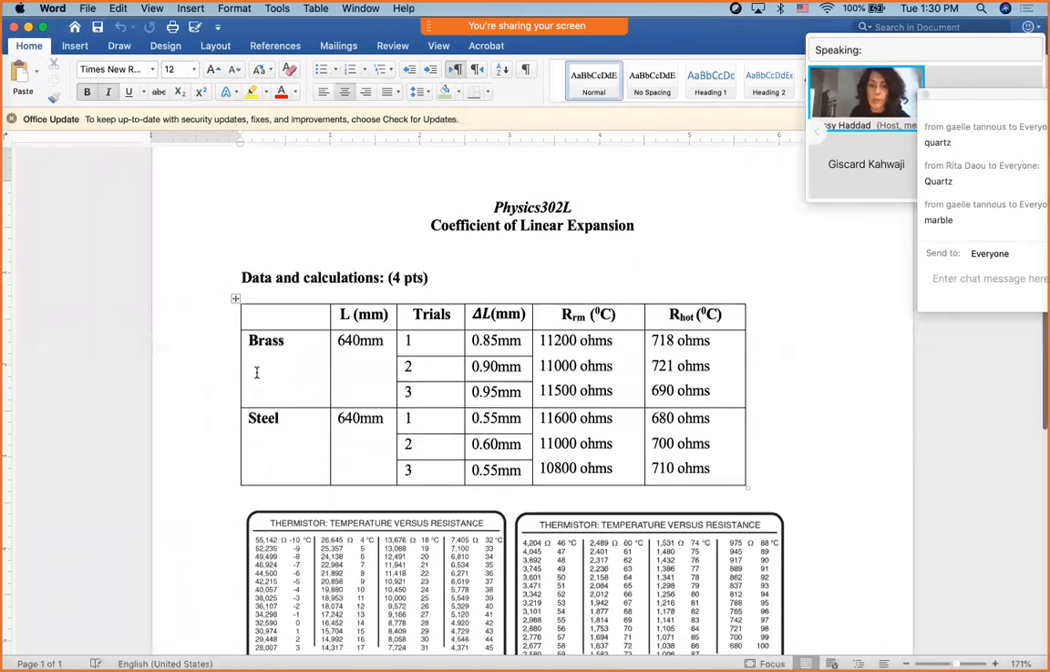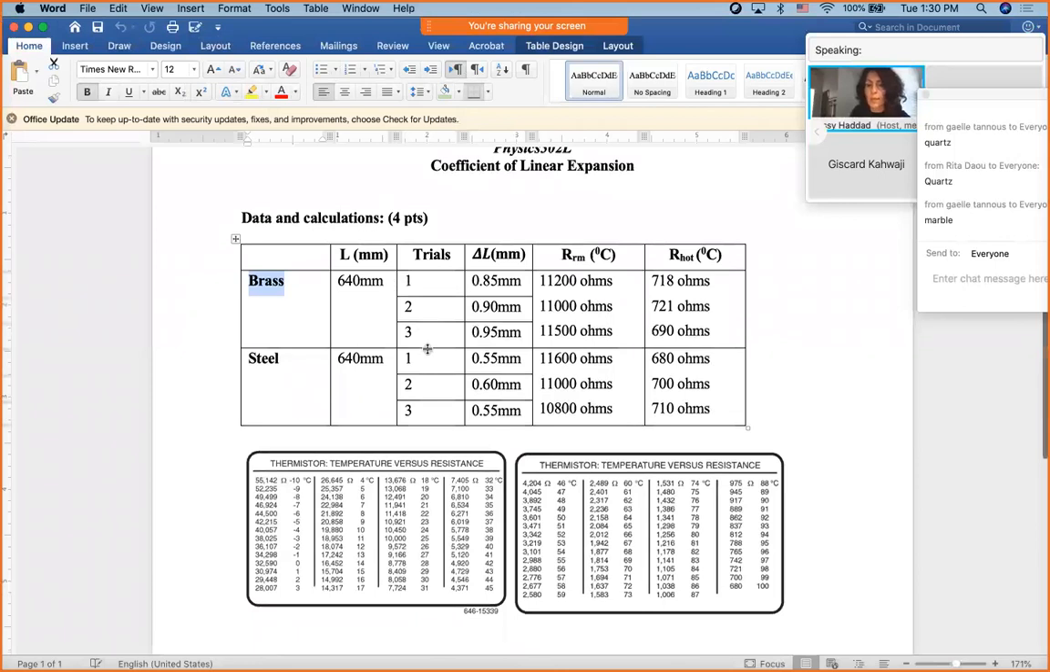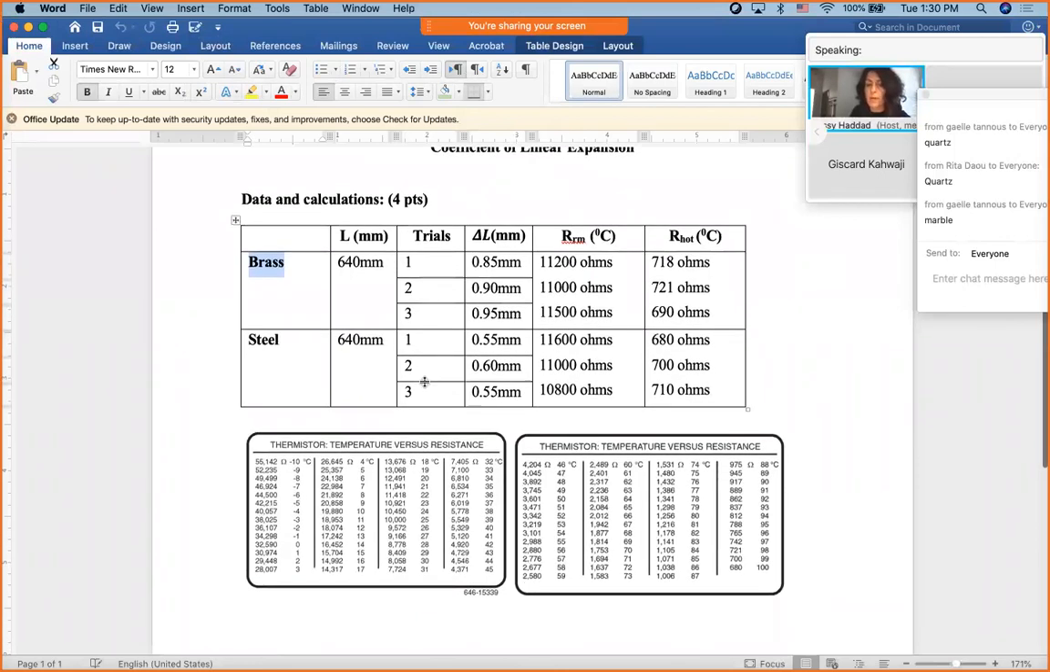As you can see, we have brass and steel. I have no results for aluminum. I'm so sorry. So just skip the aluminum, and I have 3 trials of each. I remember back in the days, I asked the students to do only 2 rods, and I told them, let's do 3 trials of each because it's more precise, and because it was time consuming, we can skip aluminum. This is what I told them.